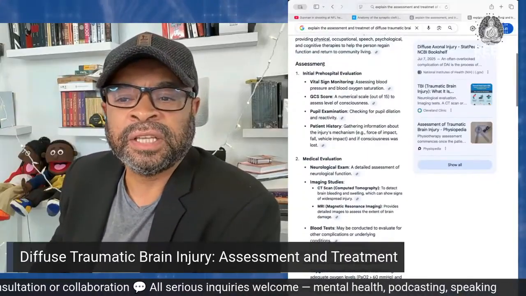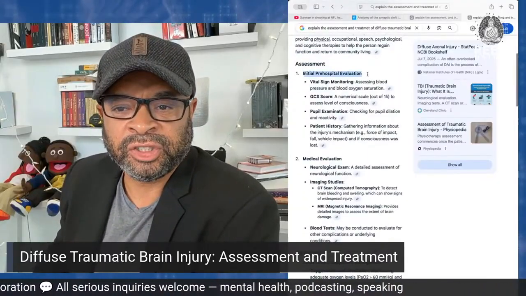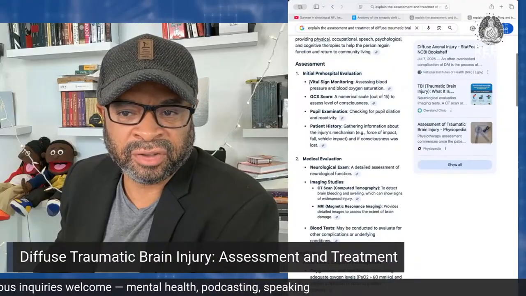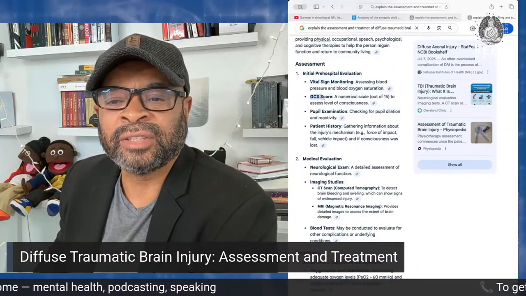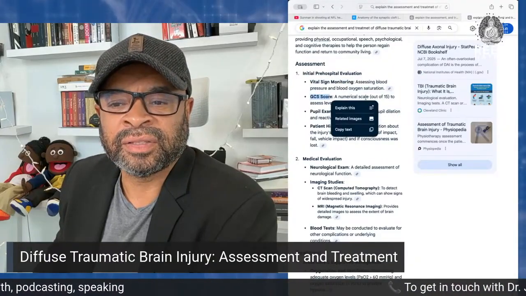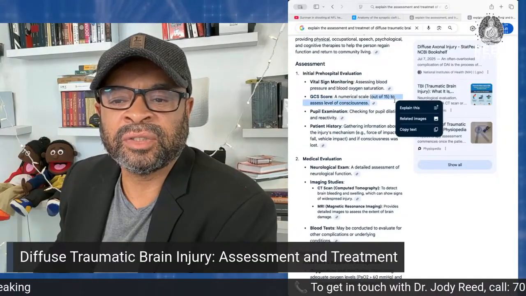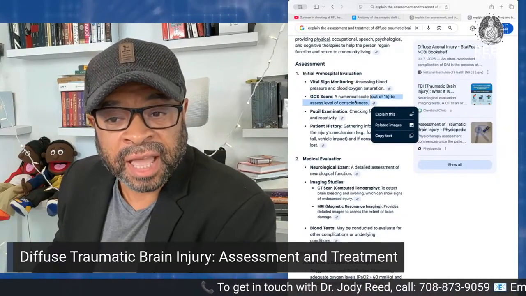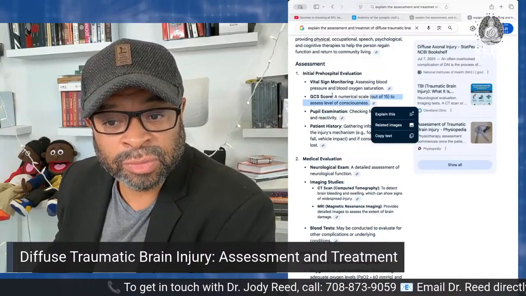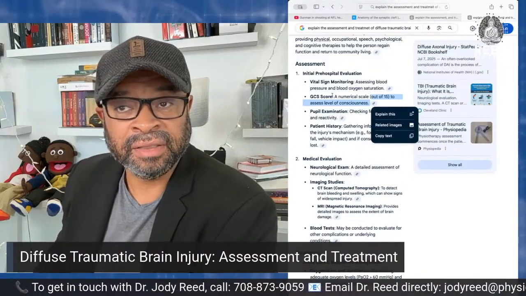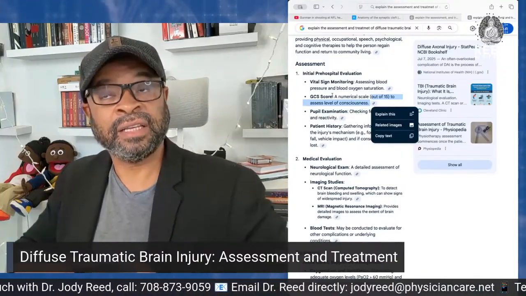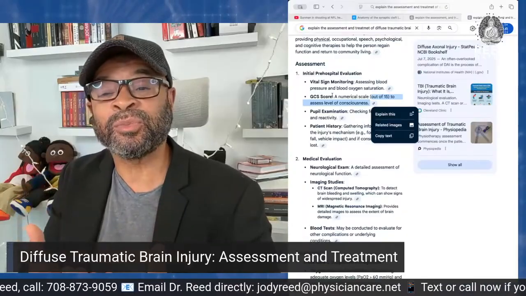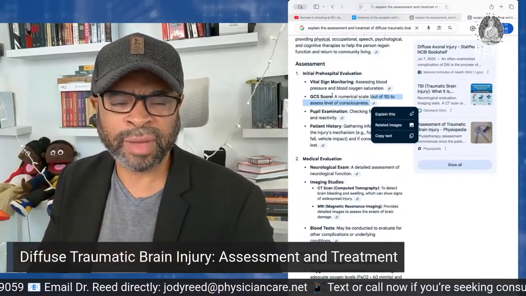Let's look here, the assessment, the initial pre-hospital evaluation, of course, vital signs. Look, Glasgow Coma score, a score out of 15 to assess the level of consciousness. Now, the higher the Glasgow Coma score, the less likely the severity of the symptoms associated with the diffuse traumatic brain injury.